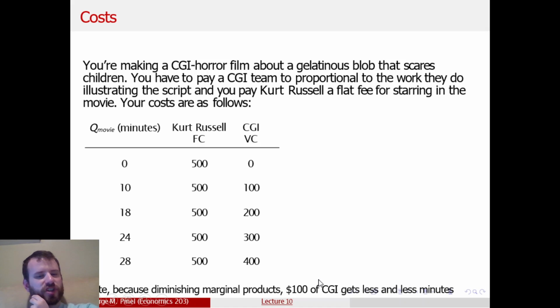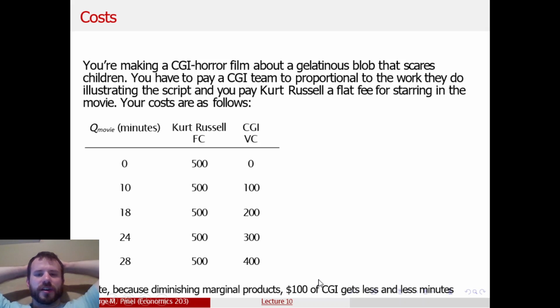So you're making a CGI horror film. It's about a gelatinous blob that scares children because it's me, and that's the example I chose to give when I created this. And I love it. All right. So you're making a horror film, and for some reason it's about a gelatinous blob. In order to make the gelatinous blob, you need to pay a CGI team.